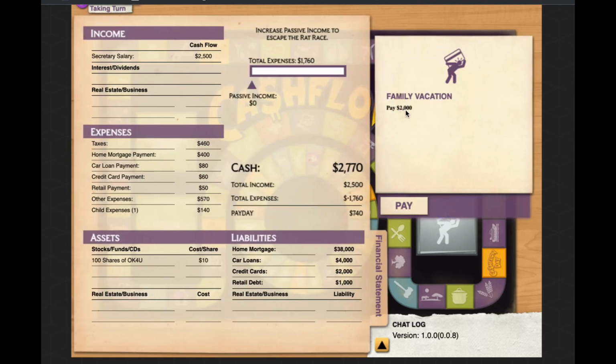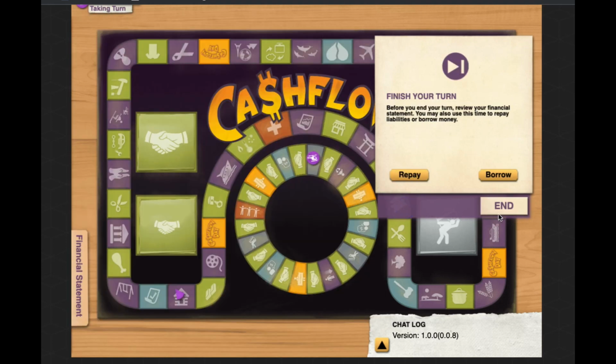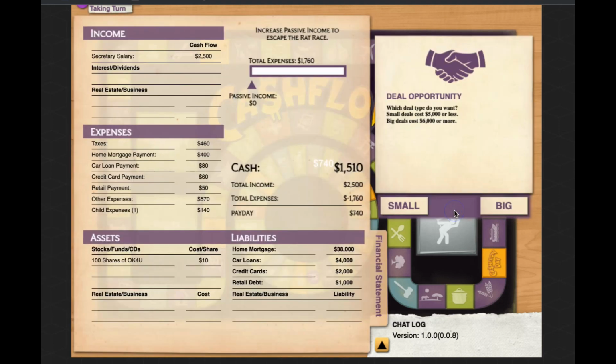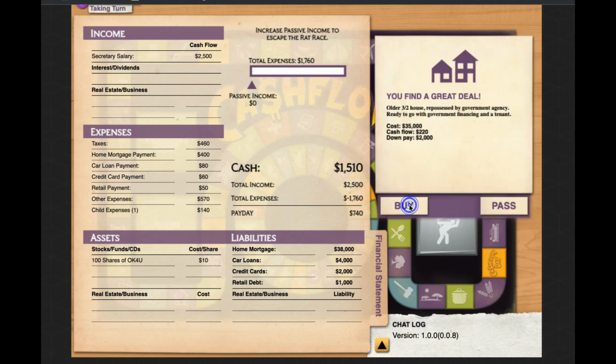That hurts. Family vacation, $2,000. That's all I have in cash. So with the 2 dice, I can cut the board pretty much in half and get almost all my cash back. So I got lucky.